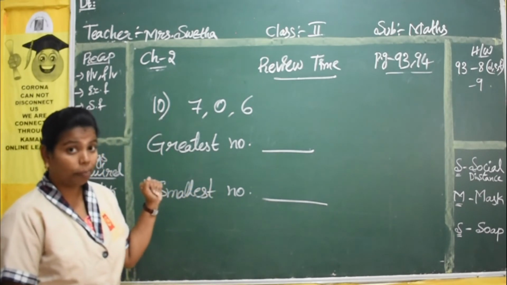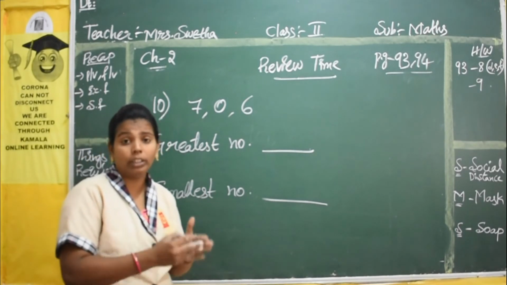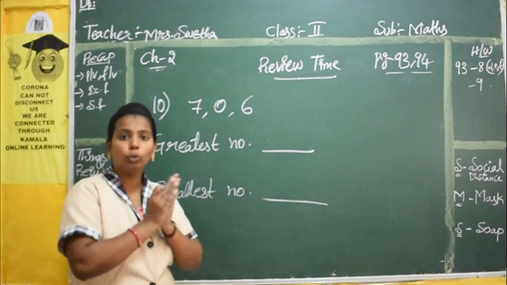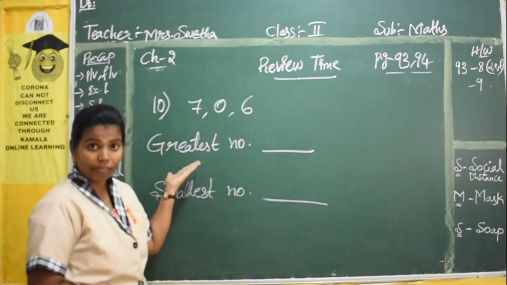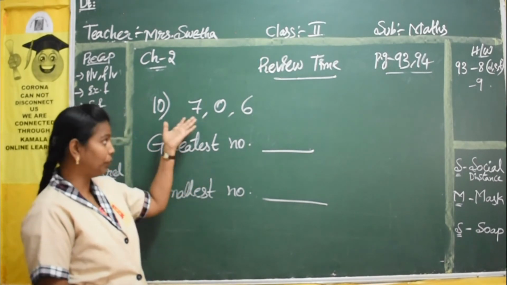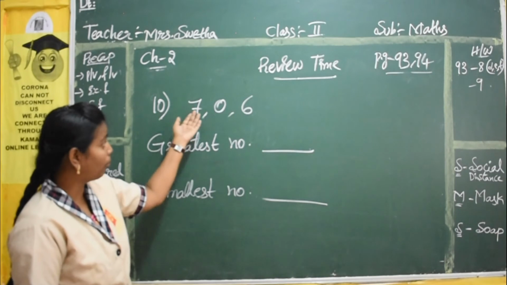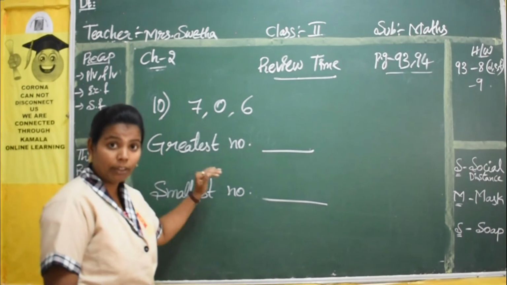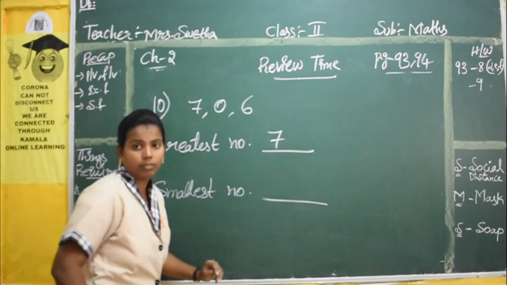But how do you form them? Same as ascending and descending order. Ascending order is from the smallest number to the greatest number. Descending order is from the biggest number to the smallest number. This word itself tells you which number to pick. Greatest means the biggest of all these 3 numbers, 7, 0, 6. It is number 7, so take 7.